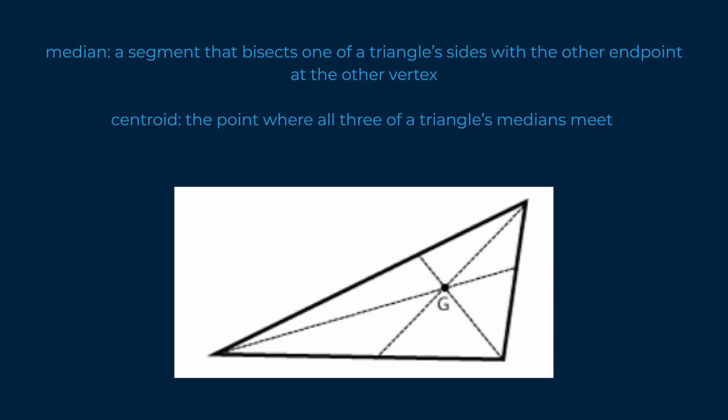What is a median? A median is a segment that bisects one of the triangle's sides, with the other endpoint at the other vertex. And the centroid is the point where all of a triangle's medians meet. So there are three in total because there are three sides. You get a point and bisect one of the sides and then connect it to the other vertex of the triangle. That would be a median. And the centroid is where all three of those medians meet.